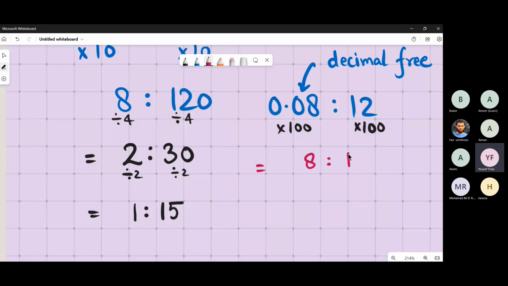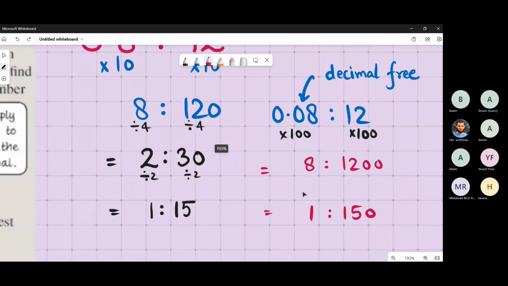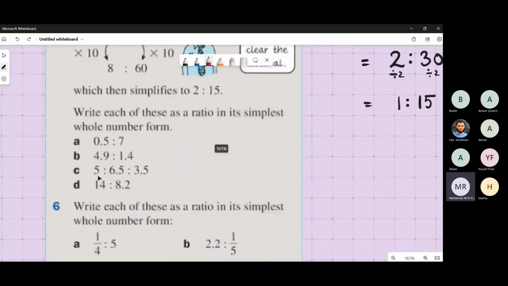8 times 150 gives you 1,200, then divide 1,200 by 150. Okay, because the question is the same, only one 0 is extra. So instead of 15, add a 0 to 15 and you are going to get 150. Clear? This is what is appearing here in this exercise.